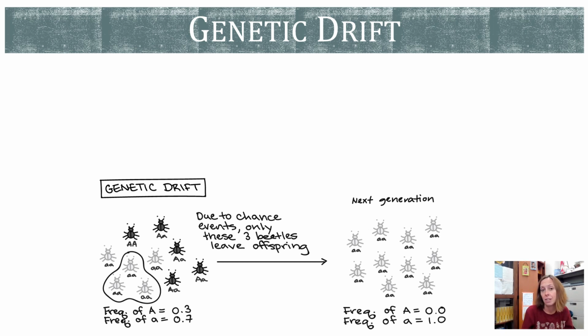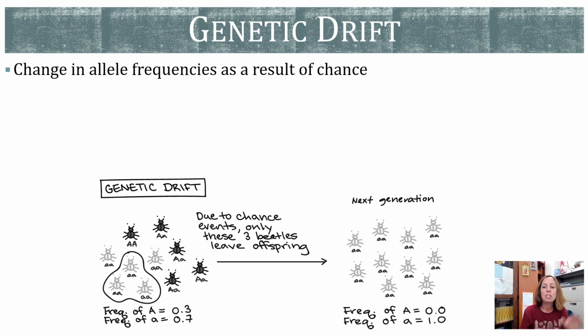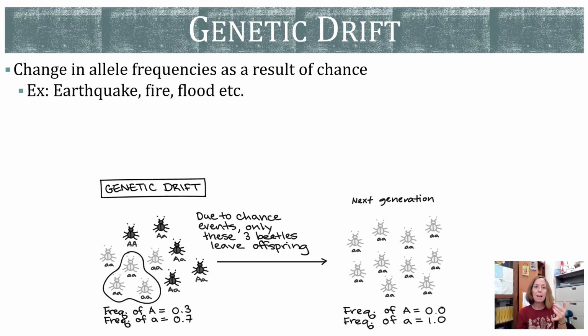Next, genetic drift. Genetic drift is when there's changes in allele frequency because of something totally random. Okay? Could be like an earthquake, fire, flood. If you're something tiny like ants, it could be a person coming by and stepping on half the colony. Okay?